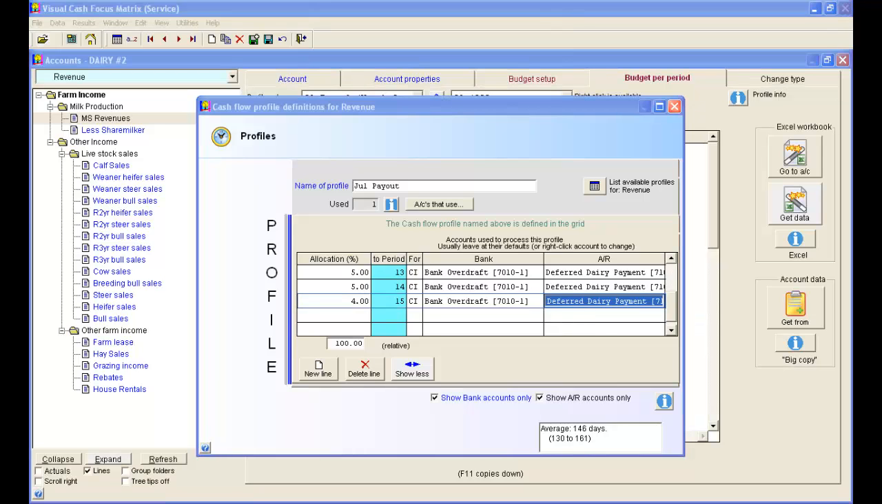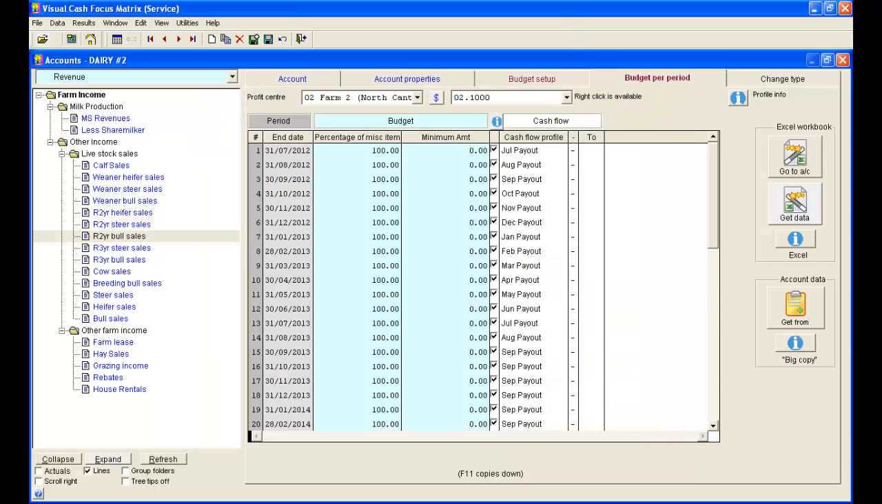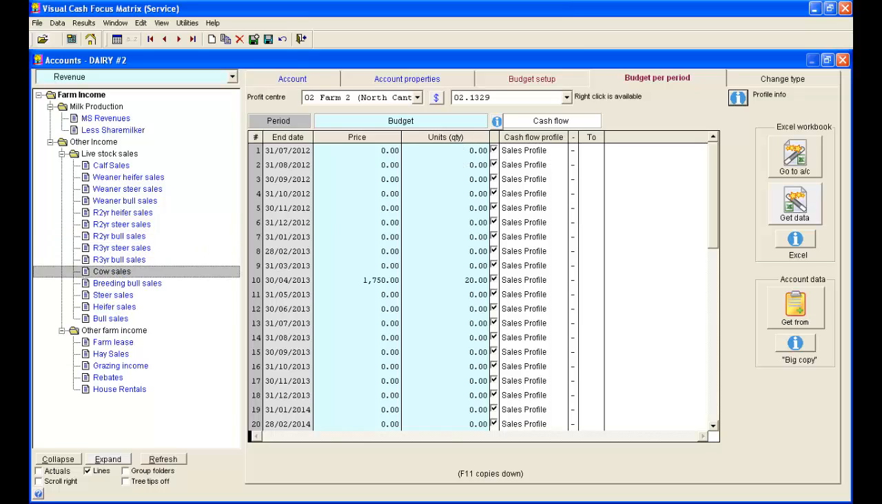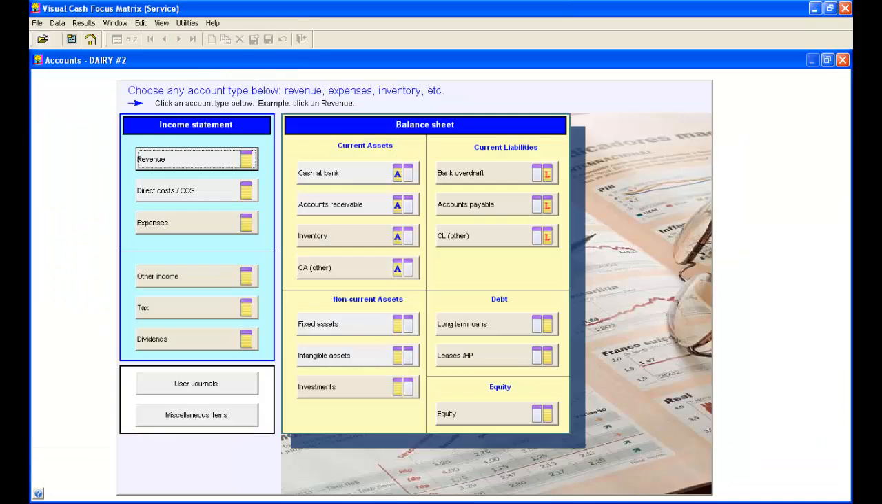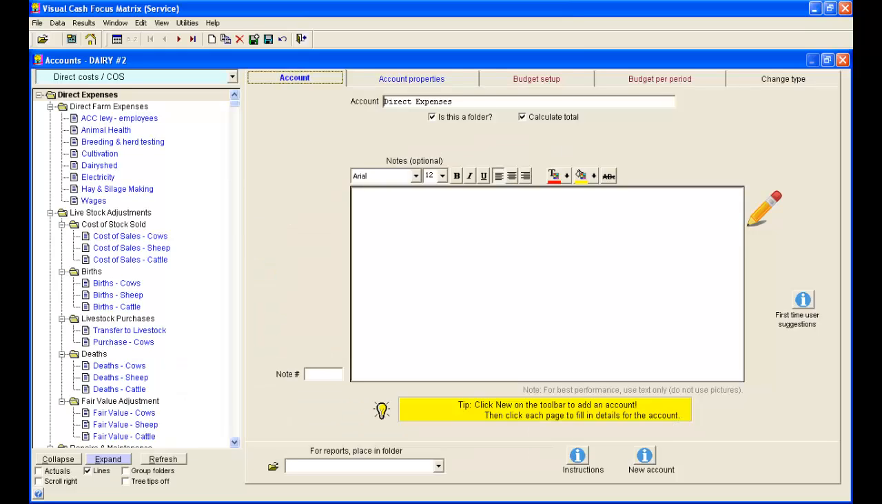So if a variable like the expected payout rate changes, the impact on the balance sheet and cash flows can be seen almost instantly. Other income is based on animal sales at estimated unit prices. Here we can see 20 cows being sold for an estimated $1,750 each. Under direct costs, we can see a number of different types of expenses, including direct farm, farm working, motor vehicle, and feed and fertilizer expenses.